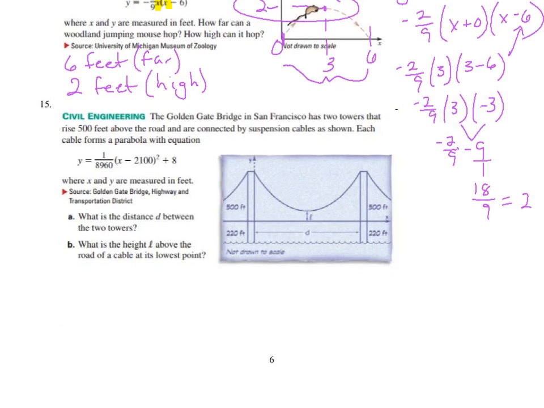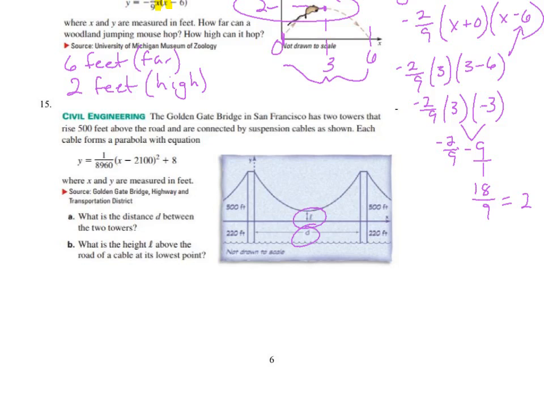So this next one: the Golden Gate Bridge in San Francisco has 2 towers that rise 500 feet above the road and are connected by suspension cables as shown. Each cable forms a parabola with this equation, where x and y are measured in feet. We want to know what the distance d between the 2 towers is, and what the height L above the road of a cable at its lowest point is.